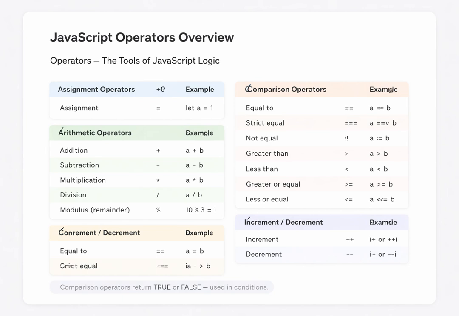Comparison operators are especially important because they return either true or false. They're what you use in conditions. Double equals checks if two values are equal. Triple equals checks for strict equality, including type, greater than, less than, and their or equal to variants.